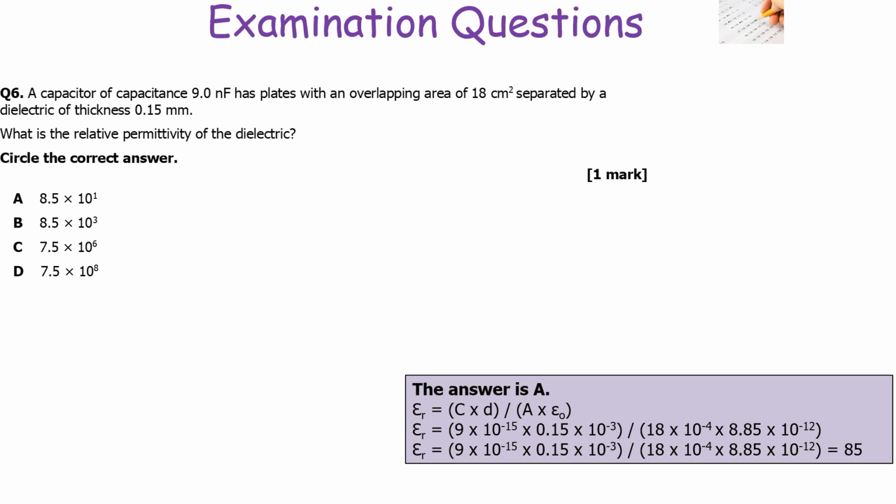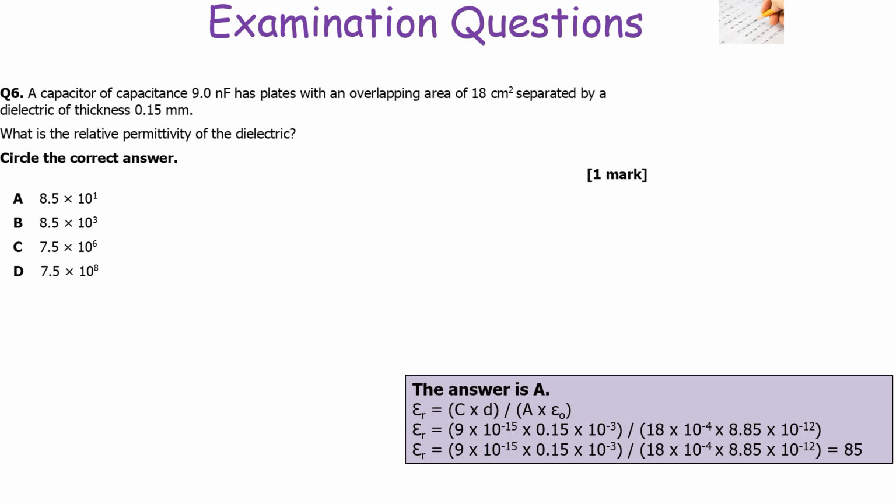We know what C is, the capacitance, it's 9 times 10 to the minus 15, because we're working through in nanofarads, and we know what the distance between the two objects is, it's going to be 0.15 times 10 to the minus 3, because it says 0.15 millimeters, and we know what the area is, it's 18 times 10 to the minus 4, because we need to be working in meters squared.